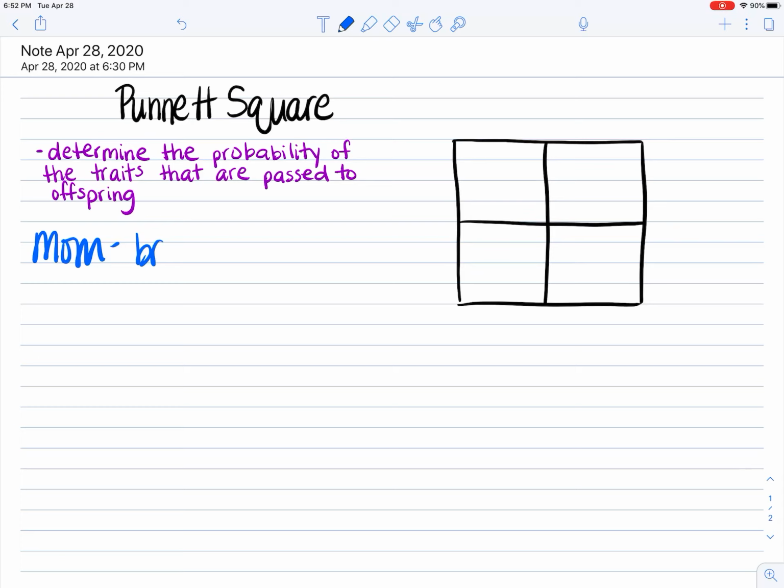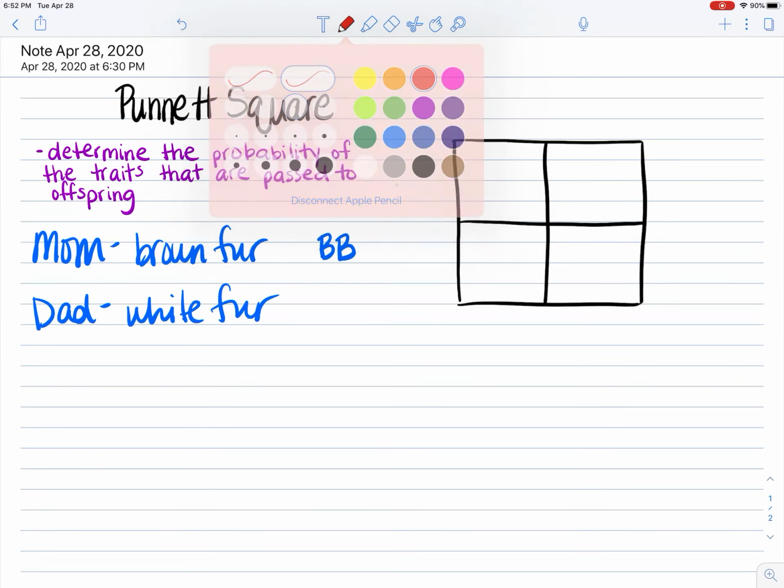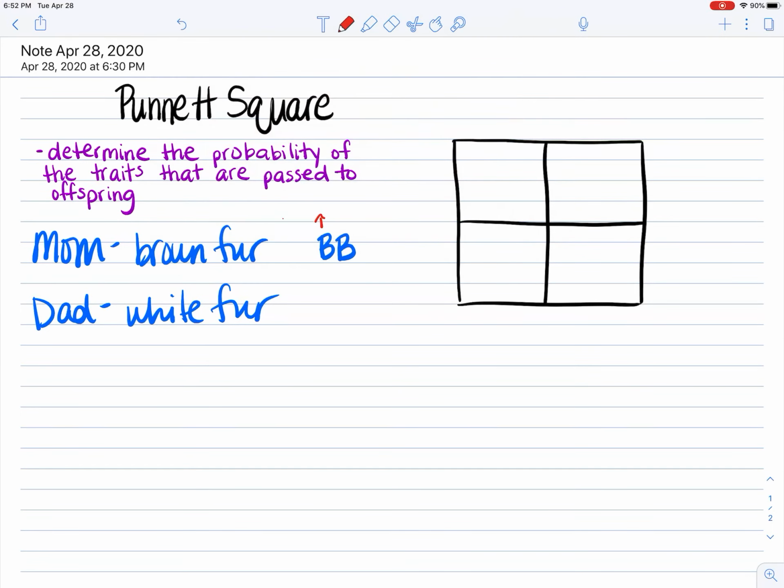she has brown fur, and then the dad dog has white fur. In my example here, the brown fur is going to be dominant, and so for that one, we'll say that it has the alleles of 2 capital B's. Now remember, anytime you have capital letters, that's going to represent the dominant trait. So that means that it's going to shine through. It's going to show that trait that it stands for.